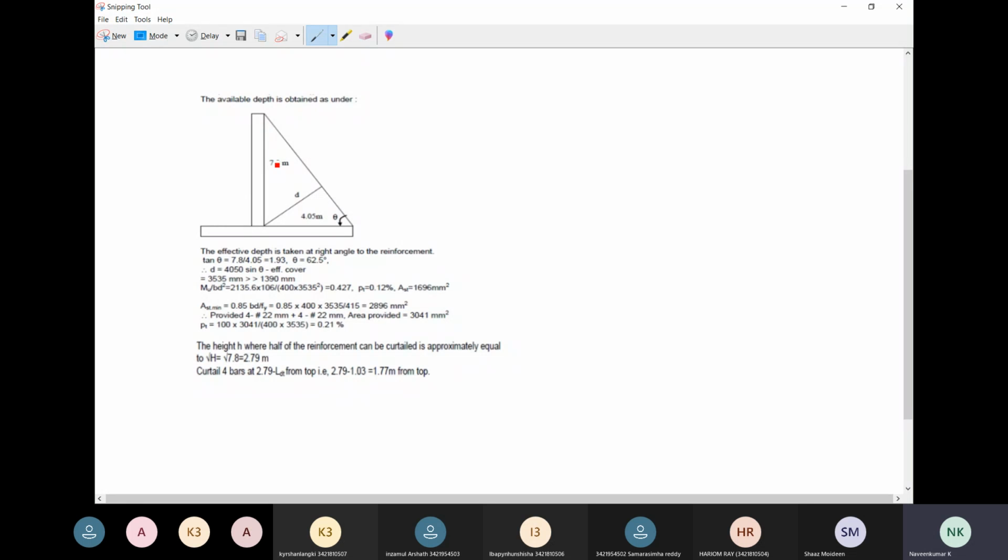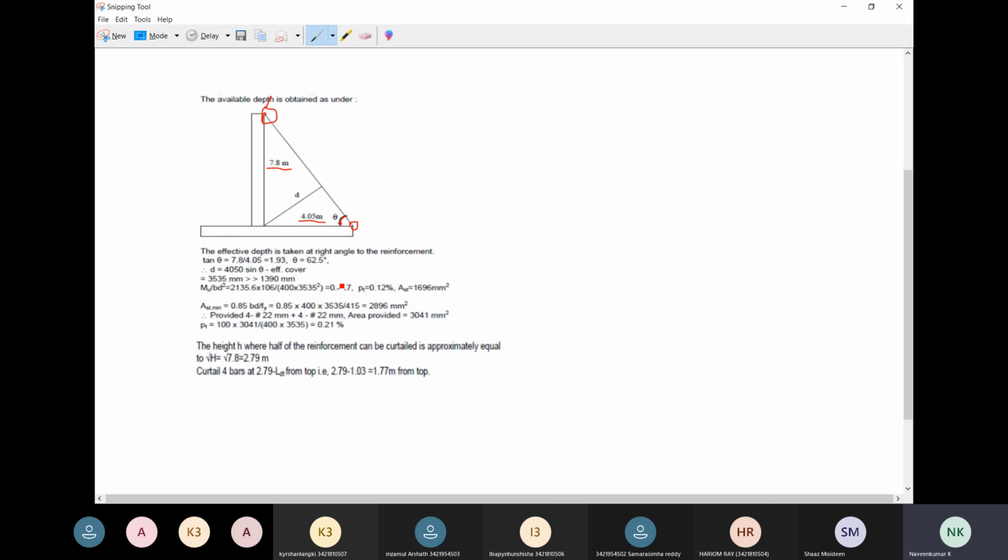In this case, the height of the cantilever retaining wall is 7.8, and the width of the toe slab is 4.05 meters. At some particular angle, the counterfort support is tied together with the stem as well as the slab of the retaining wall. In the two-dimensional drawing, we have done it like this, and it is oriented at some angle.